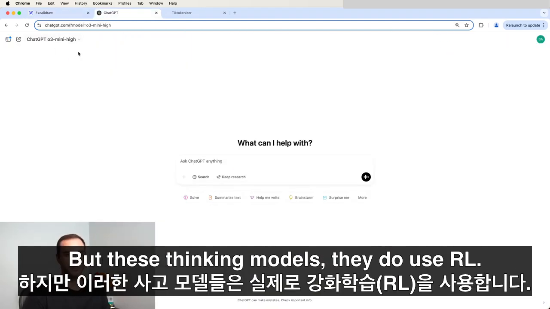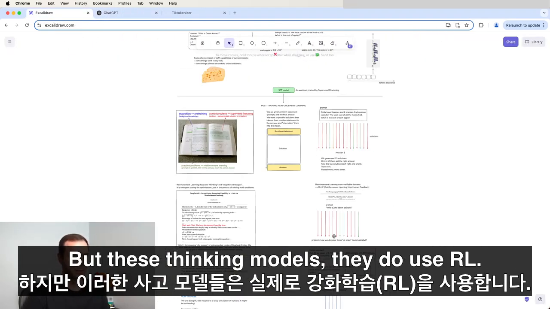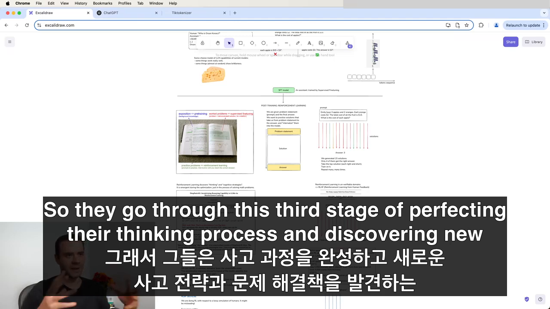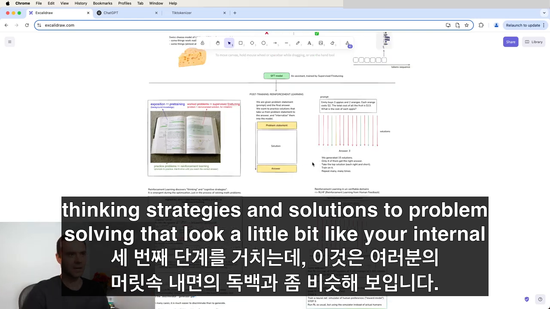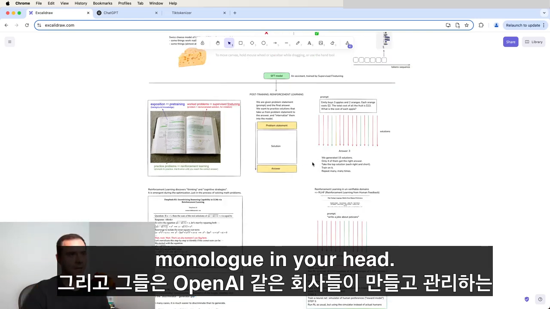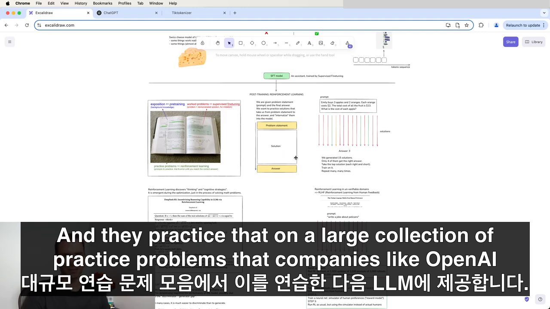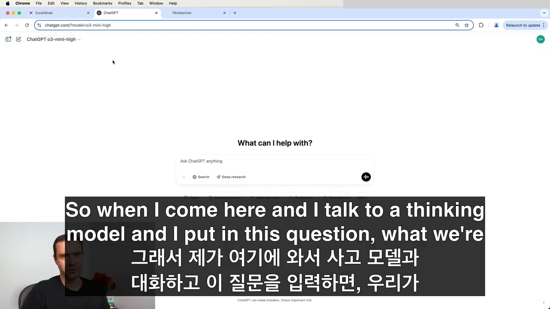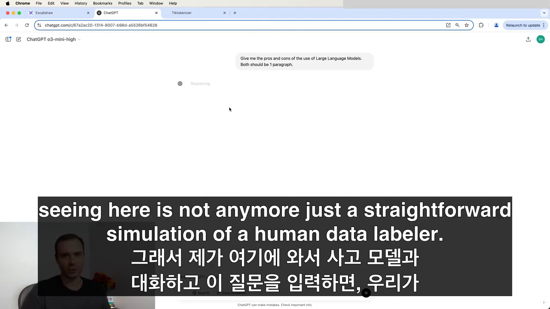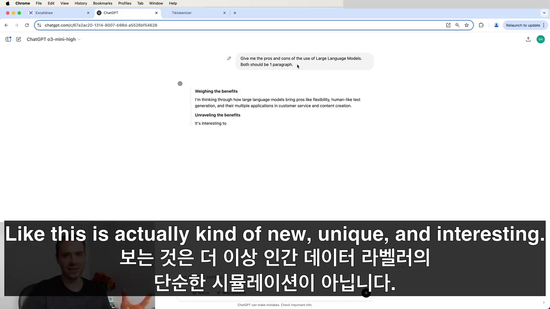But these thinking models, they do use RL. So they go through this third stage of perfecting their thinking process and discovering new thinking strategies and solutions to problem solving that look a little bit like your internal monologue in your head. And they practice that on a large collection of practice problems that companies like OpenAI create and curate and then make available to the LLMs. So when I come here and talk to a thinking model and put in this question, what we're seeing here is not anymore just a straightforward simulation of a human data labeler. This is actually kind of new, unique, and interesting.